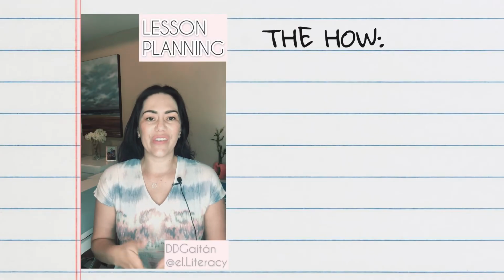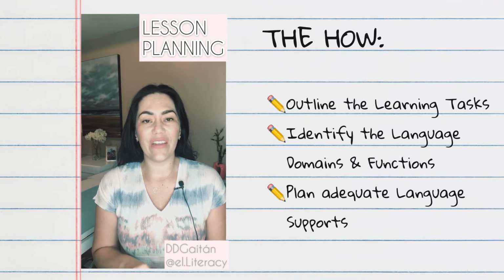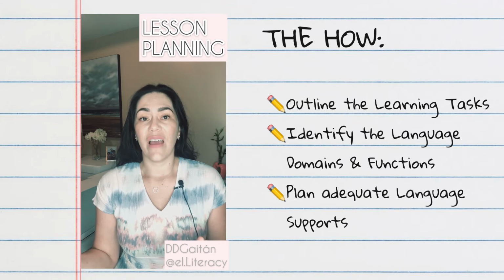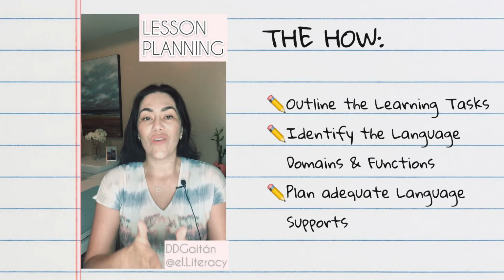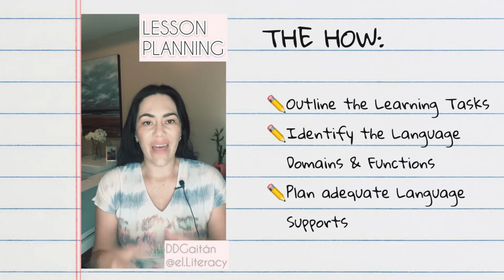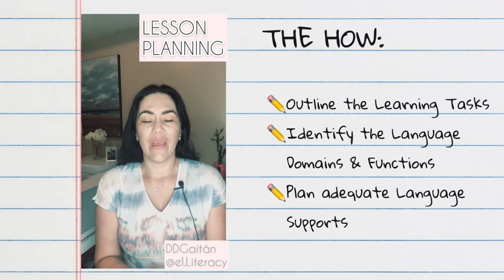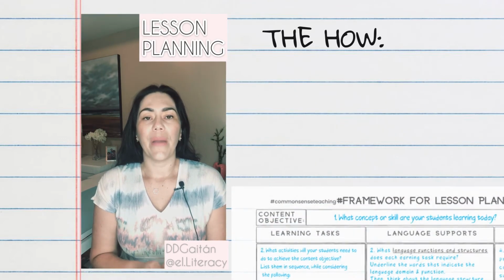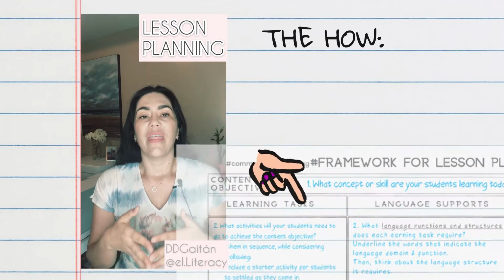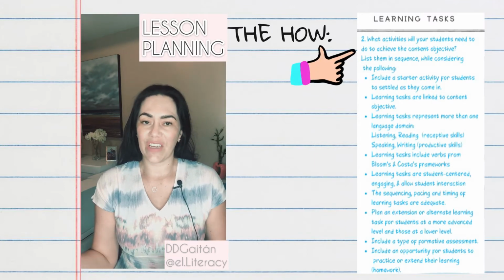That's why I prefer to start by outlining the specific learning tasks or activities my students will need to do in order to achieve the content objective, then identify the language demands in each one of those learning tasks, and lastly, create adequate supports for my students to achieve the overall learning goal. I start by writing the content objective in a student-friendly format. Then I think of the activities my students will need to do to achieve the content objective.